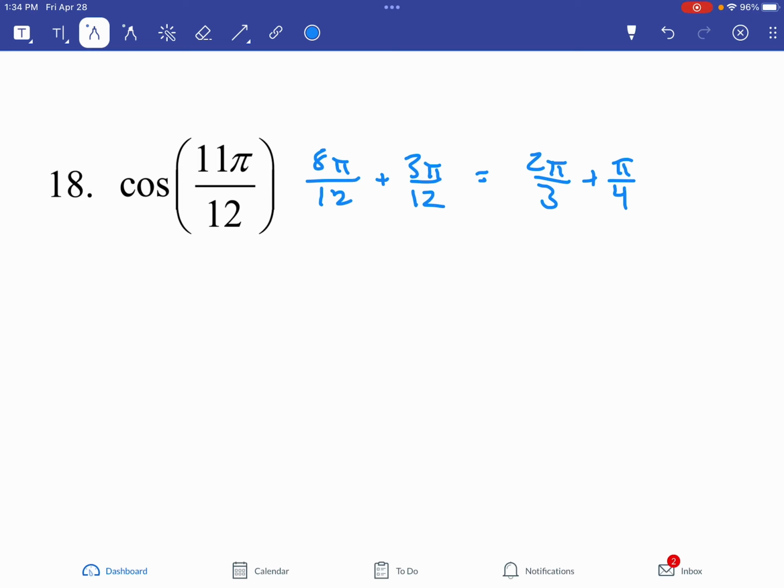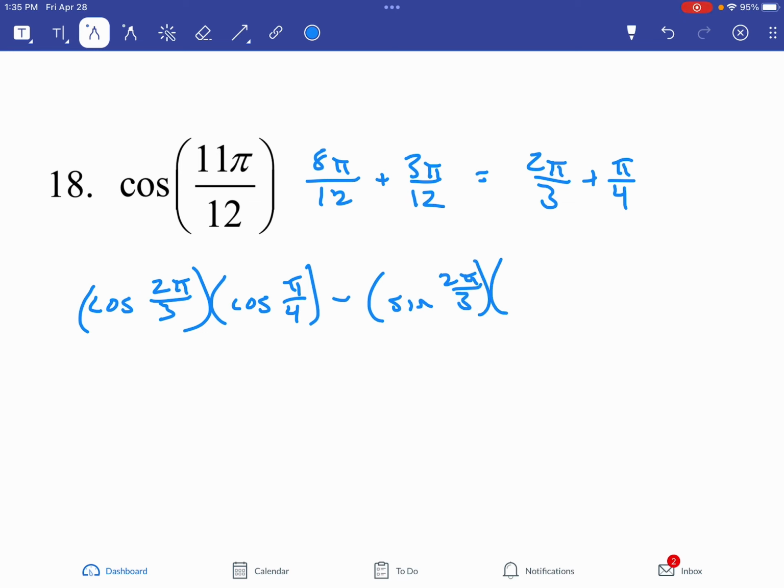So for cosine, looking at the cosine formula, we're adding. It's going to be cosine of 2 pi over 3, the cosine of pi over 4. Since we're adding, the formula has a subtraction: sine of 2 pi over 3 and the sine of pi over 4.